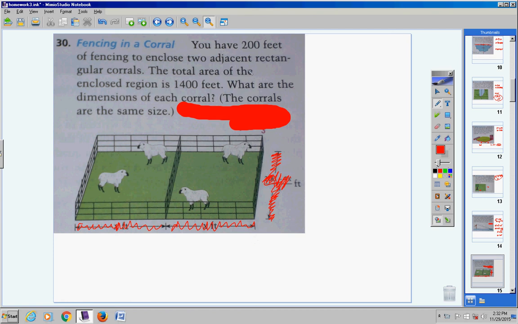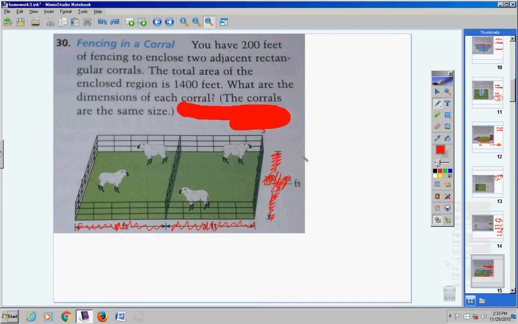Alright, here we go. You have 200 feet of fencing to enclose two adjacent rectangles. So this is a rectangle here, and this is a rectangle here. You're going to enclose them. Now, the total area of this enclosed region is 1,400 square feet. So this whole area is 1,400. We're going to find the dimensions of each corral.